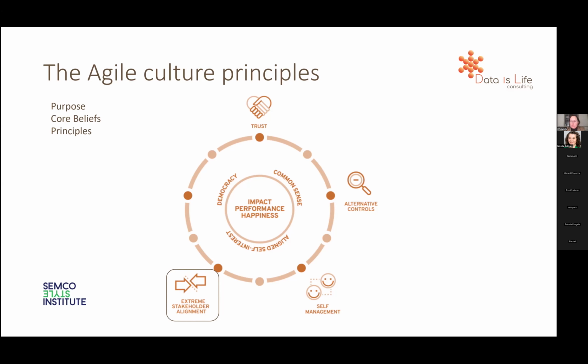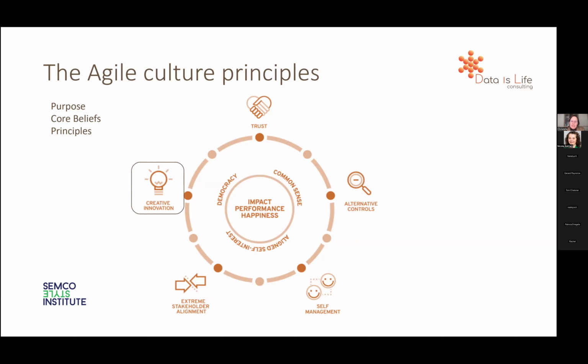That's the extreme stakeholder alignment. The last one is the result of the four previous. This is the creative innovation, and that's what is making the difference between regular management and agile management.